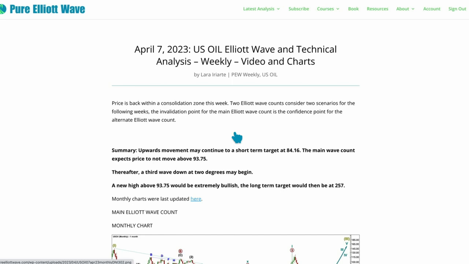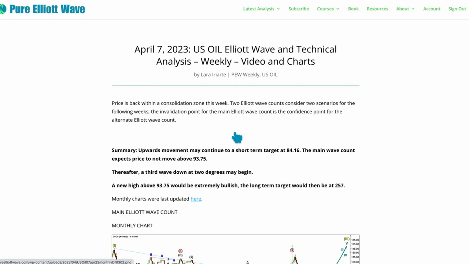And happy Easter everybody. This week oil is back within a consolidation zone. Upward movement invalidated a previous bearish Elliott wave count, and so this week I have a bearish and a bullish count. The bearish count will be dominant, but it still expects a bit more upward movement, a short-term target 84.16, and it expects price to not move above 93.75.